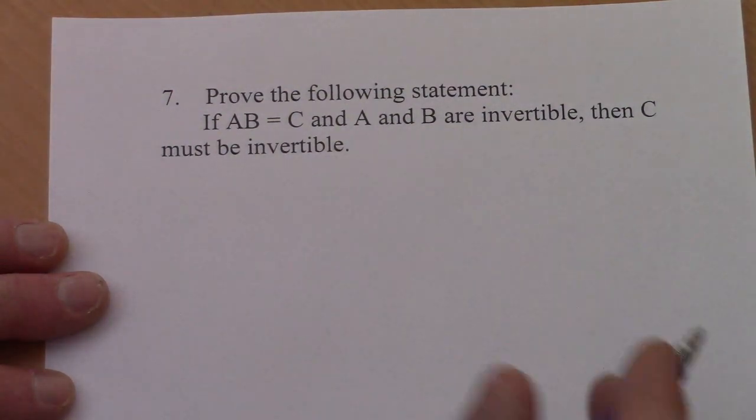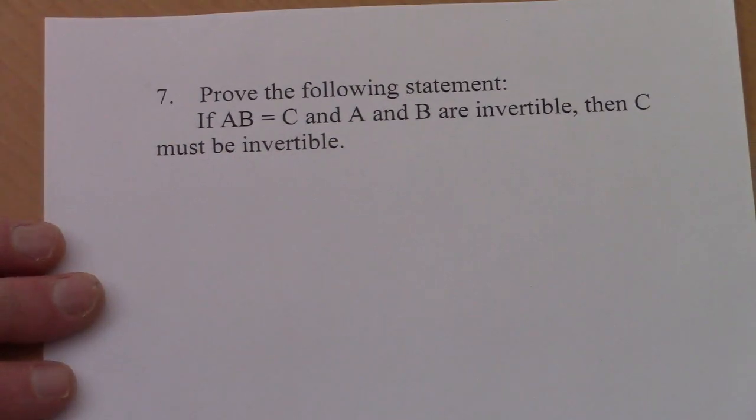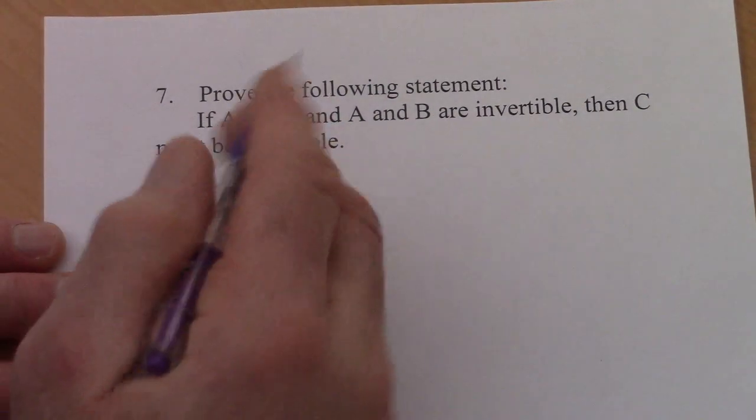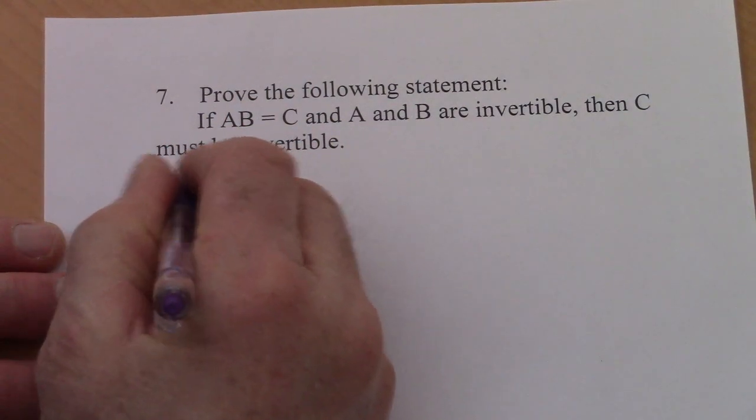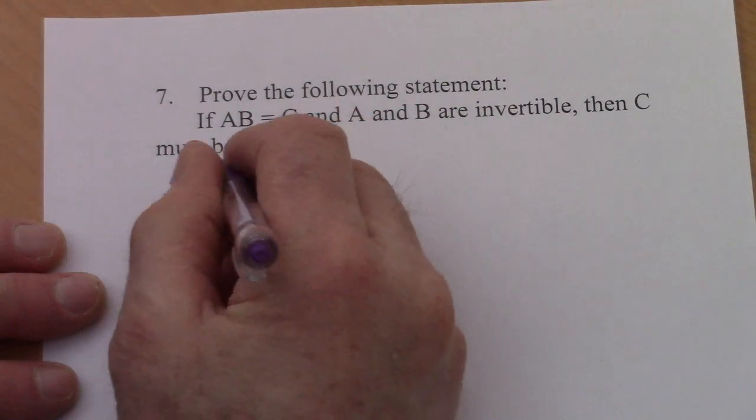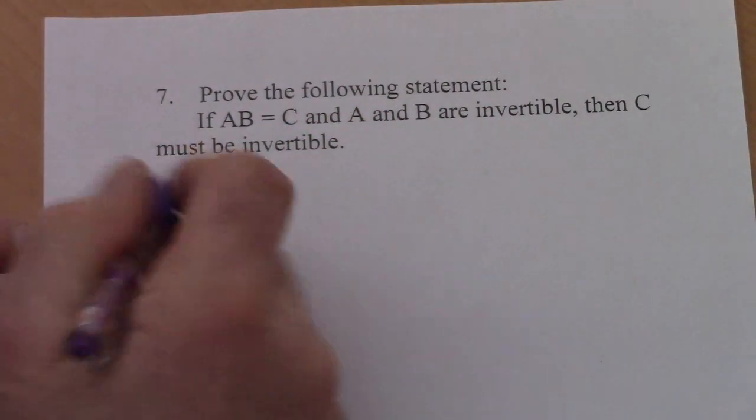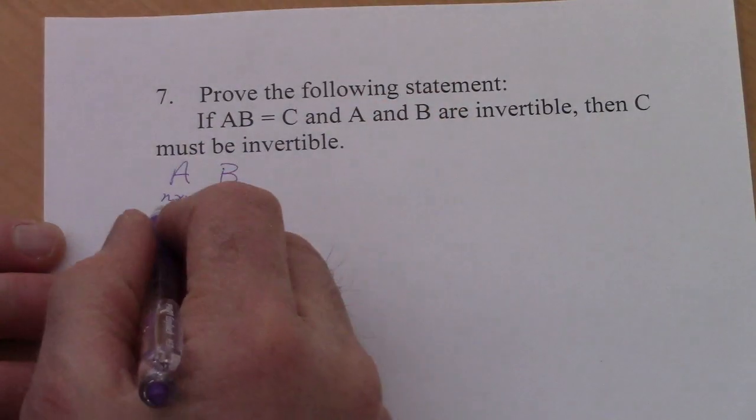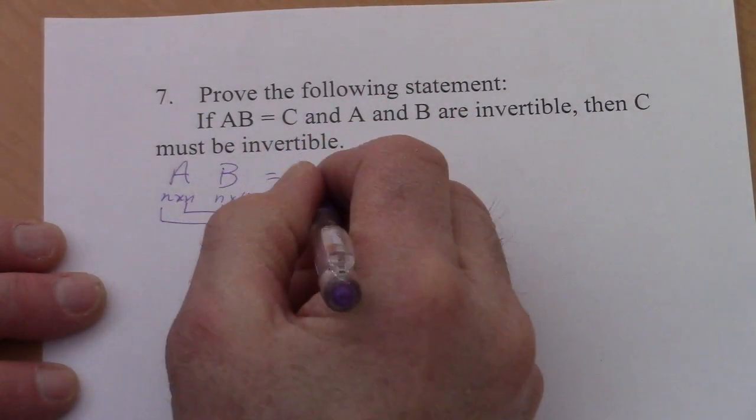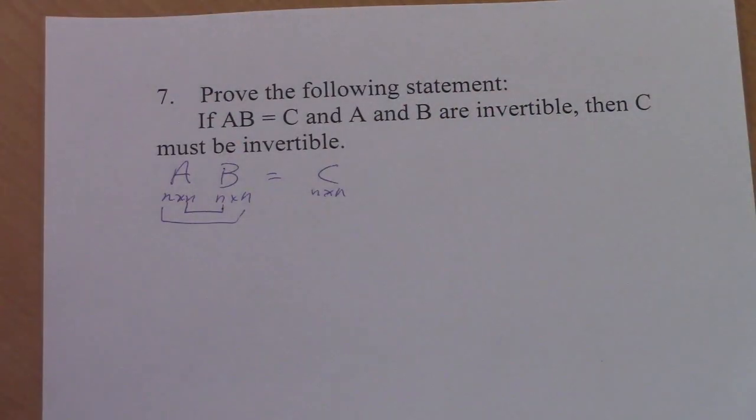So let's just go over some basics. If A and B are invertible, they're both square. So if A is n by n, which has to be square, B has to also be n by n, of course, because those have to correspond and they have to be square. So what does that make their product? C must be n by n. So we know all three matrices are square matrices. That is a requirement for invertibility.